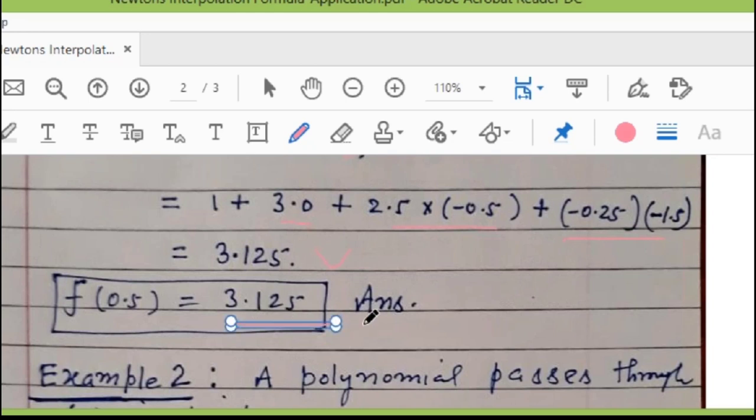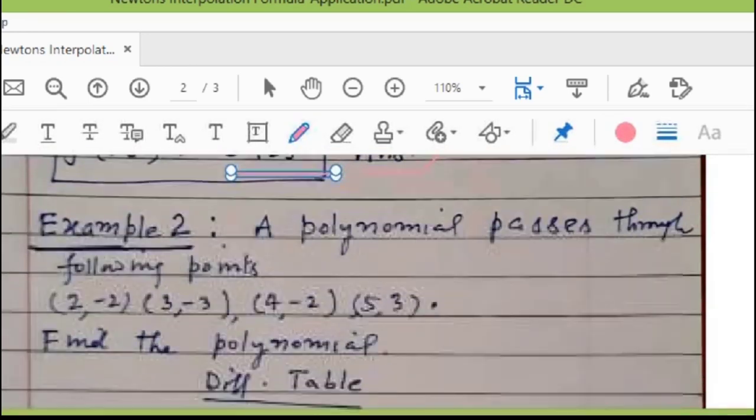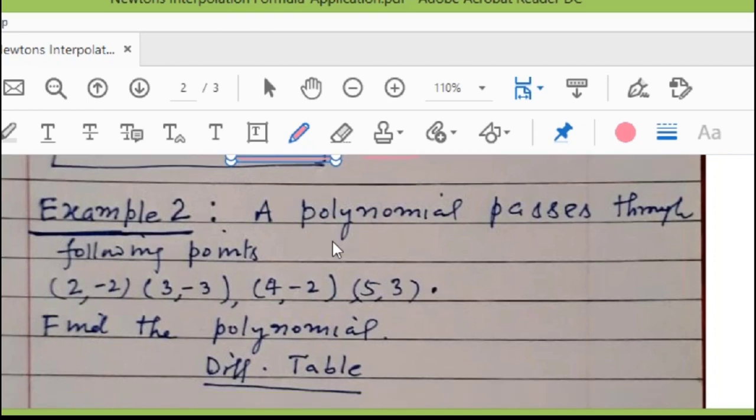Another application: we just have to change the flavor. That was the usual way of applying this formula. Now we have changed the flavor. Look at how we change this trend by applying Newton's forward interpolation formula.